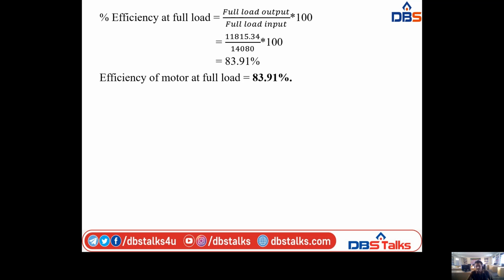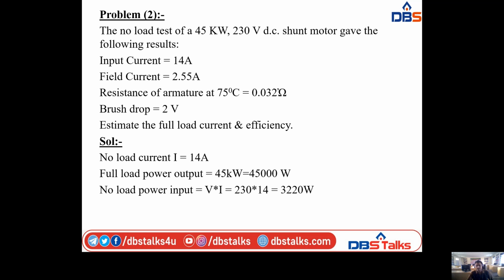Okay, this is the basic problem. Okay, next, coming to the second problem. So here they given that the no load test. So you know already the no load test, that is which test? No load test means it is a Swinburne's test. Okay, so here the no load test of a 45 kilowatts 230 volts DC shunt motor gave the following results. So that is input current, that is equal to 14 amperes, field current, that is equal to 2.55 amperes, and resistance of armature at 75 degrees centigrade, that is 0.032 ohms, and brush drop, that is equal to 2 volts, and estimate the full load current and efficiency.